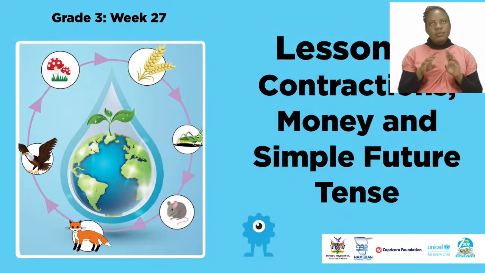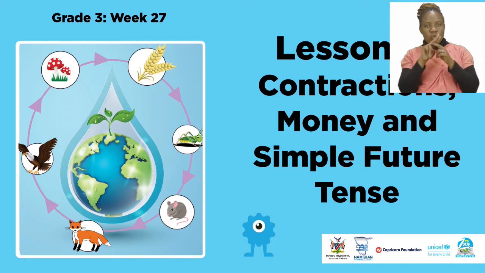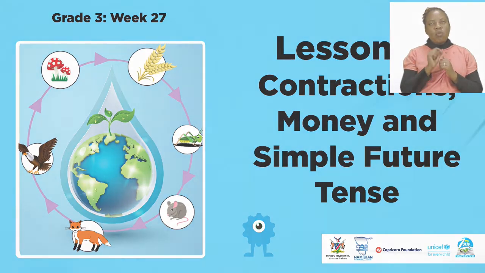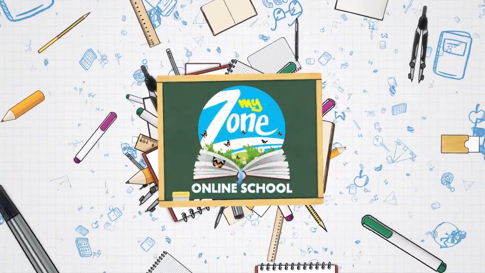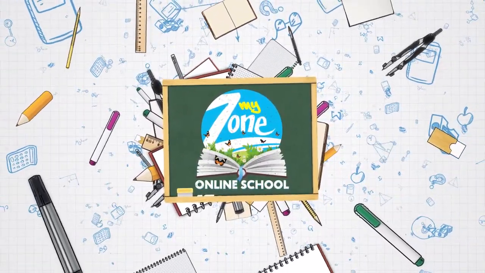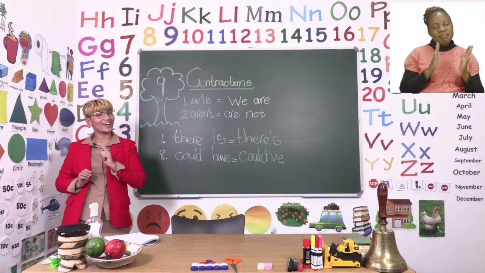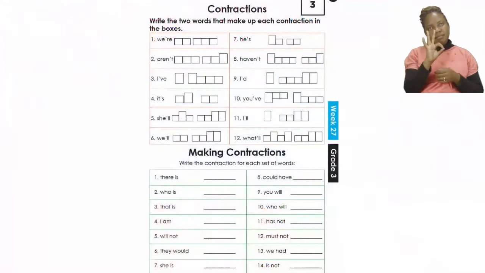Now let's see what we're going to learn about today. We will do contractions, money, and the simple future tense. We are starting on page 9 in our workbooks.